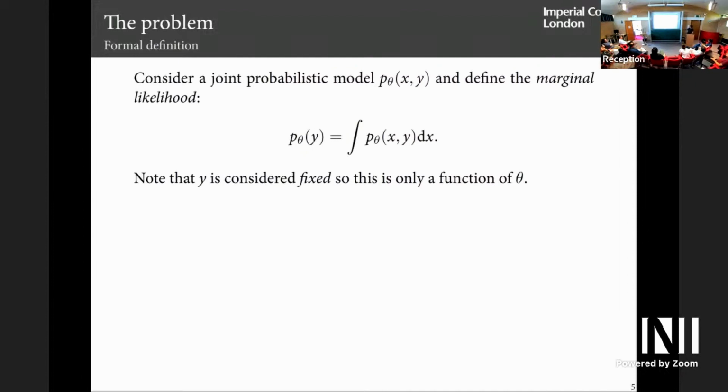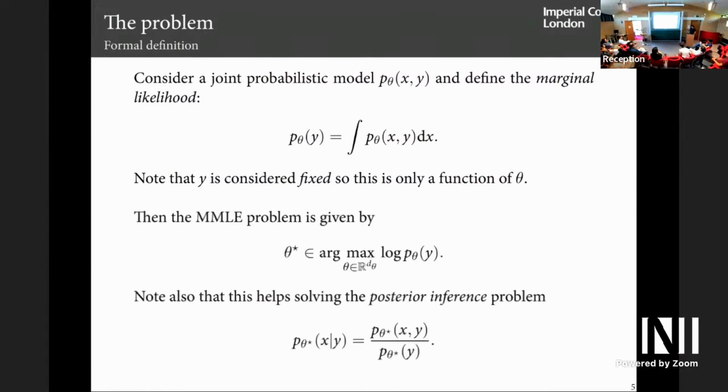So we want to maximize this quantity in order to find the parameter of interest that best fits the data, given that all the possible latent variables are marginalized out, right? Just summed over, basically. So this is the problem we want to solve. We have a probabilistic model. We define the marginal likelihood as an integral of this joint distribution, and then we want to solve this argmax problem, that we want to find theta star.